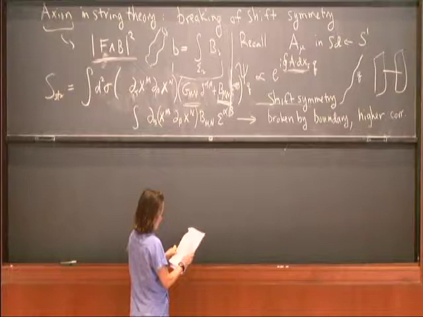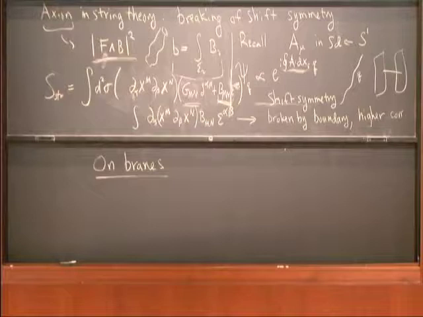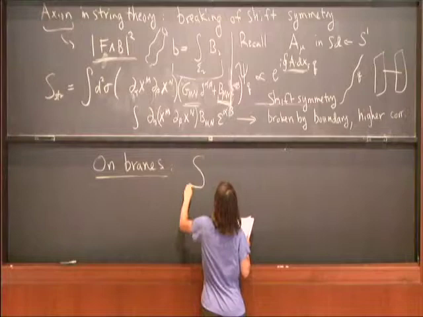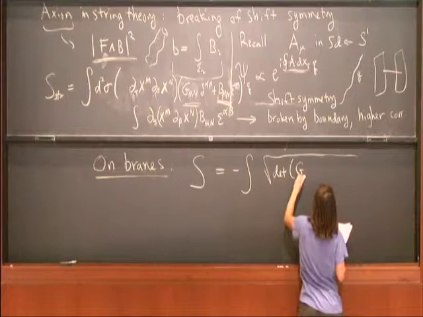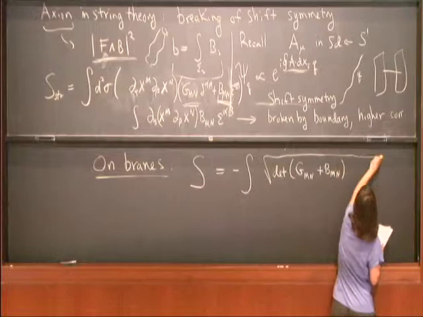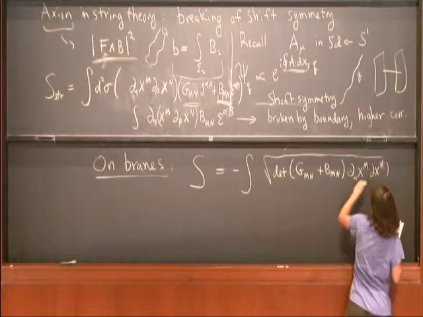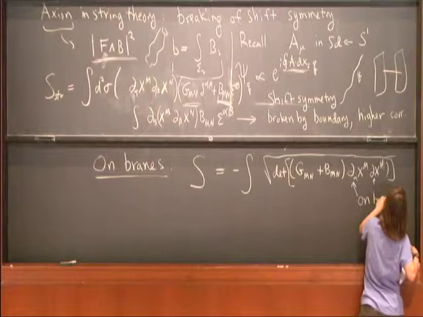When we do consider these branes that occur naturally in the theory, and which are sources of stress energy that generically are present and should be included, the shift symmetry can be broken. And how is it broken? Well, the action for a brane is something rather simple. It's the so-called DBI action, which is written like this, where these indices alpha and beta are indices on the brane. So these are coordinates on the brane.